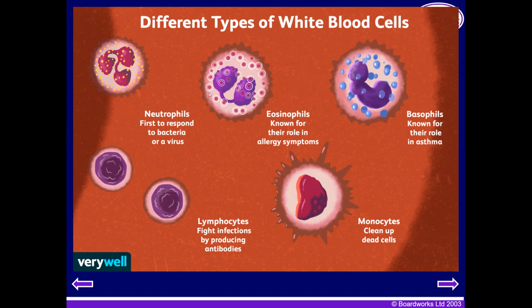You have all of these in your body, but certain white blood cells have certain roles in preventing disease. Lymphocytes fight infections and produce antibodies, as we've just said. Eosinophils are used for allergy symptoms. Okay, we don't really need to know about these ones. Monocytes clean up dead cells, and then basophils are used for their role in asthma. Okay, so really these two are the ones you need to know for white blood cells.